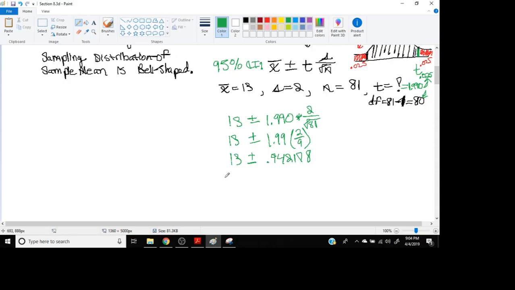If you do the subtraction, you're going to get your left or your lower limit of 12.5578. And if you do the right side, you're going to get 13.4422. Okay? And again, I apologize. This is 12.5578. And this is 13.4422. And so that is our confidence interval. That is our 95% confidence interval.